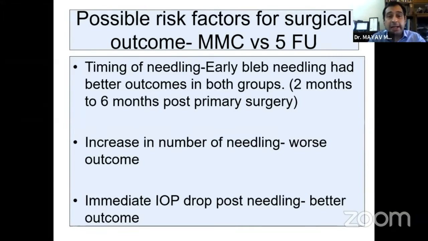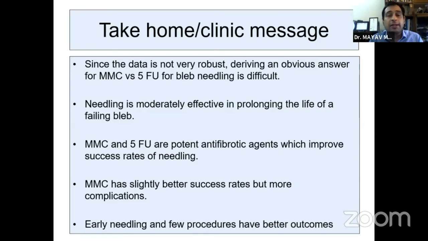So looking at all these factors, what was the take-home or take-clinic message? Data is not very robust. Data does not give us a very clear idea to give an obvious answer whether Mitomycin-C or 5-FU for bleb needling is better. However, either one of them should be used for all our needlings, preferably in the operation theater. Needling, as we know, is moderately effective in prolonging the life of a bleb. Mitomycin-C and 5-FU are both potent agents which improve success. MMC theoretically has slightly better success rates, but slightly more complications, so should be done carefully.